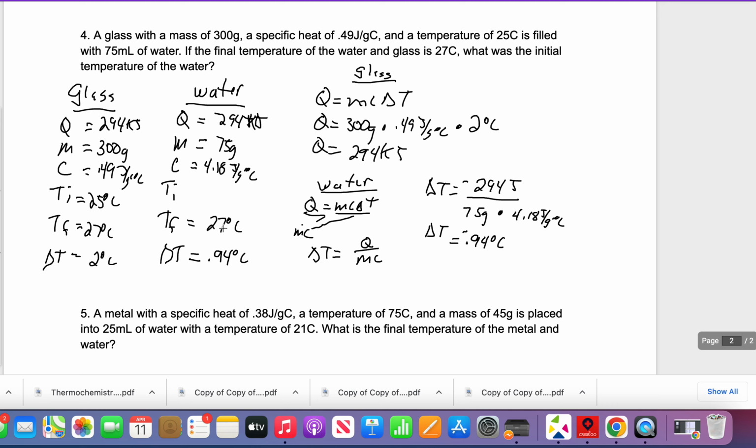So if it originally was 27 and it had to cool down, it had to be more than 27, so you got to add the 0.94. So the initial temperature was 27.94, or if you round to sig figs, 28 degrees Celsius. So the water had to cool down because the glass warmed up. So that's kind of how that one works.